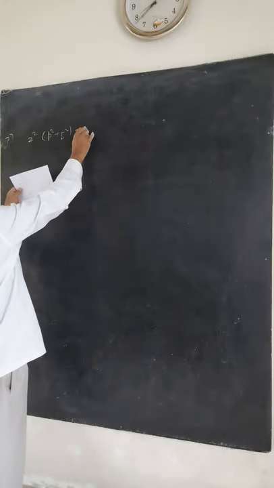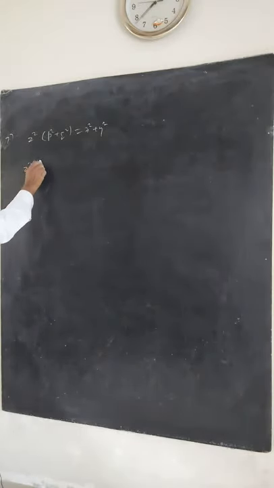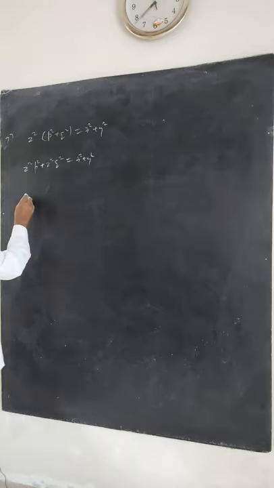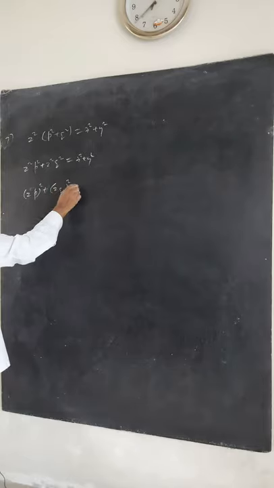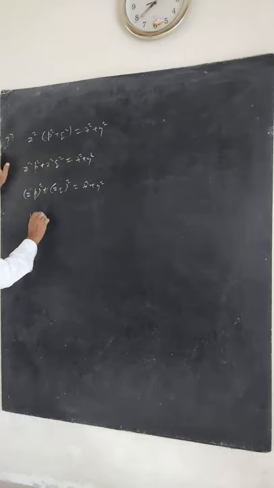Seventh sum: p square plus q square equal to x square plus y square. Z square p square plus z square q square equal to x square plus y square. That is, z p whole square plus z q whole square equal to x square plus y square. When p is to the power 1, we should consider z power of z. Therefore, here k equal to 1. Here also k equal to 1.